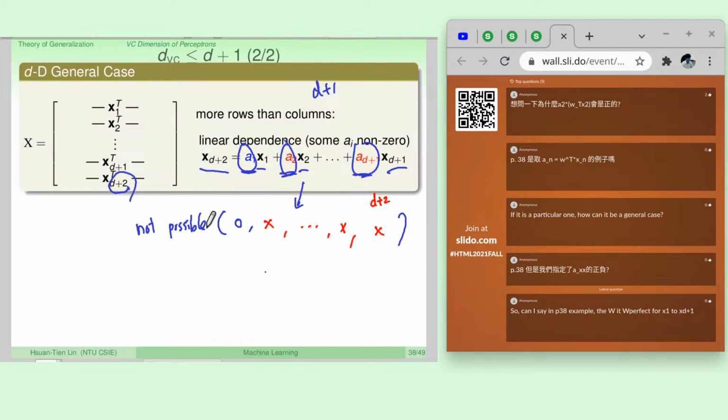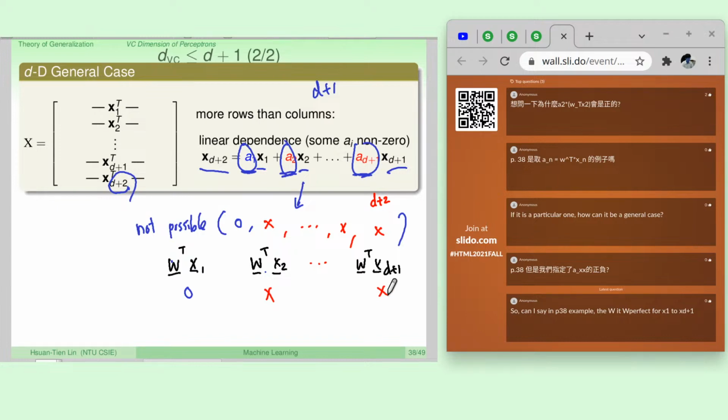Okay, by contradiction. How do I prove by contradiction? Let's say this is possible. When this is possible, there is a W that can be used to implement this. What does this W need to satisfy? It needs to satisfy W transpose x1 to be positive, W transpose x2 to be negative, and so on, W transpose x_{d+1} to be negative.